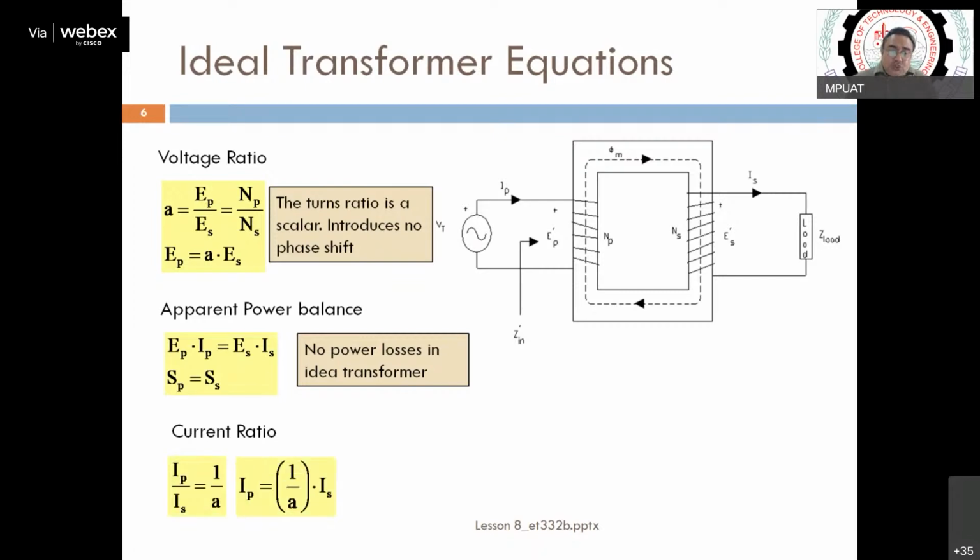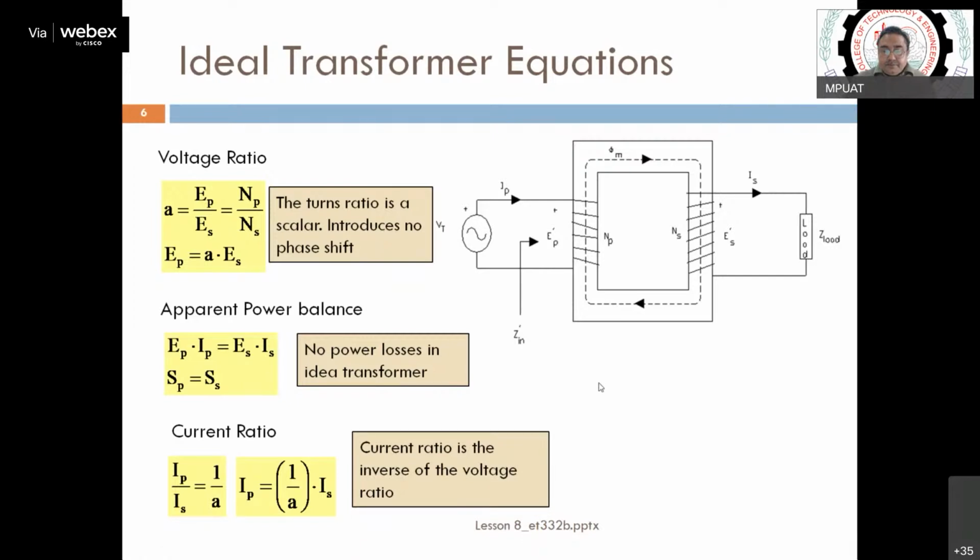Now as far as the current ratio is concerned, that is the ratio of IP over IS, with the help of this power balance equation you can find out that the ratio of primary current to secondary current is the inverse of the turn ratio, that is 1 upon A. So don't get confused. I think you have learned this in lower classes also, but how it has been derived you can see in this point. So current ratio is the inverse of the voltage ratio.